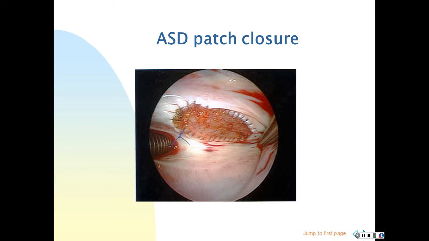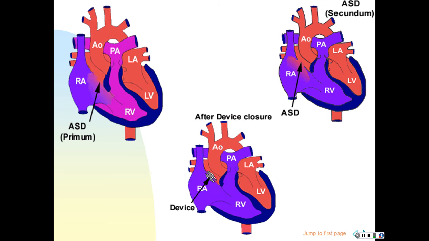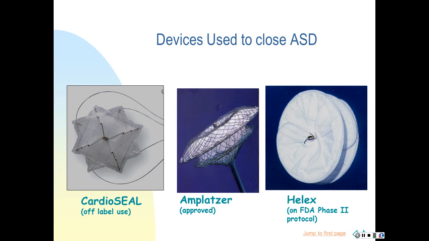Here's a little picture of a graft, of a patch that you might see on an ASD closure. So once again, here are the different ways of looking at it. The bottom line is we want to close the hole between the atriums. By hook or by crook, we have to close it. Here are pictures of some of the different devices.